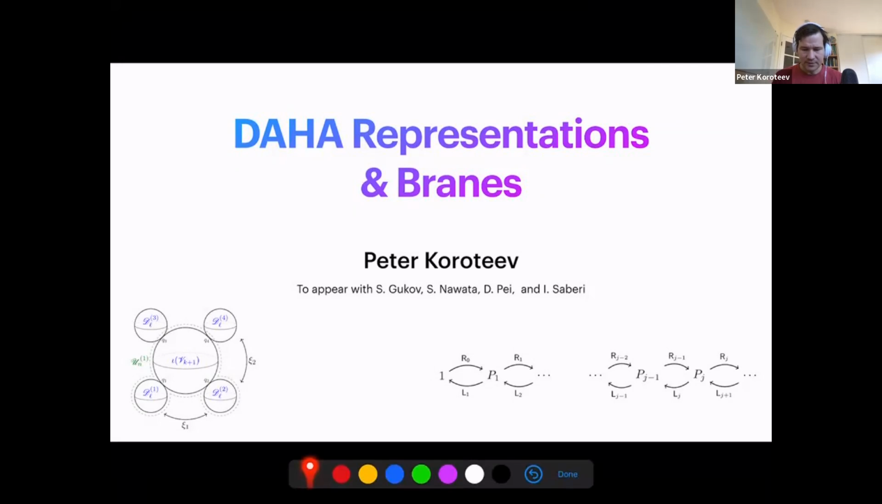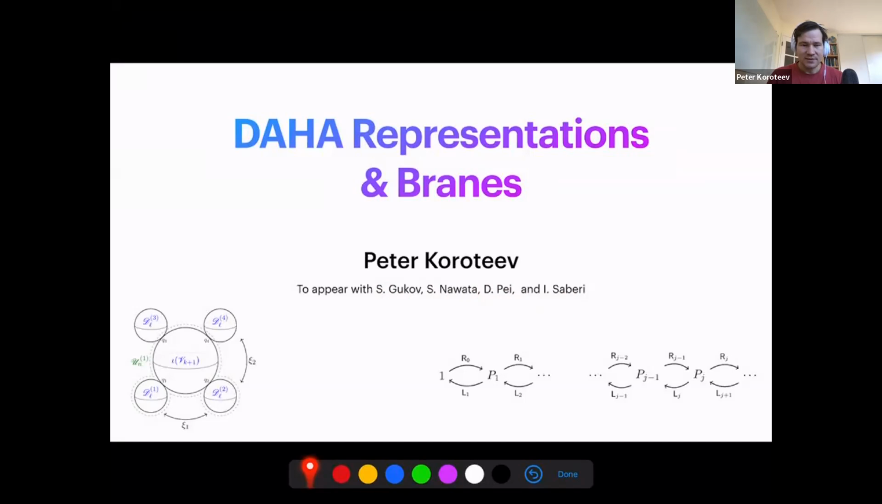So the talk is called DAHA, Representations and Branes, right? It's not about elliptic integrable systems per se, but there will be a connection with integrability. But it's a talk about representation theory, geometric aspects of representation theory, and so on. It's very much in line with the topic of the workshop. My collaborators on this project are Sergey Gukov, Satoshi Nawata, Dupay, and Ingmar Sabieri. So it's sort of a mix of physics and math crowd.